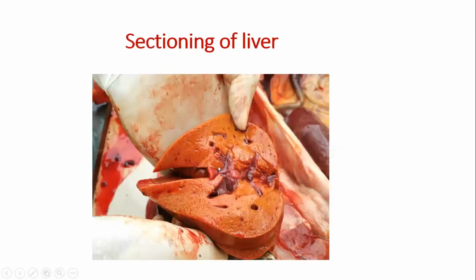liver. Then sometimes different colors can be observed during the sectioning of the liver. Sometimes it will be dark cherry red, then sometimes congested, sometimes ischemic, sometimes icteric. Here you can see a picture of the icteric liver. The liver has become very dark yellow in color.